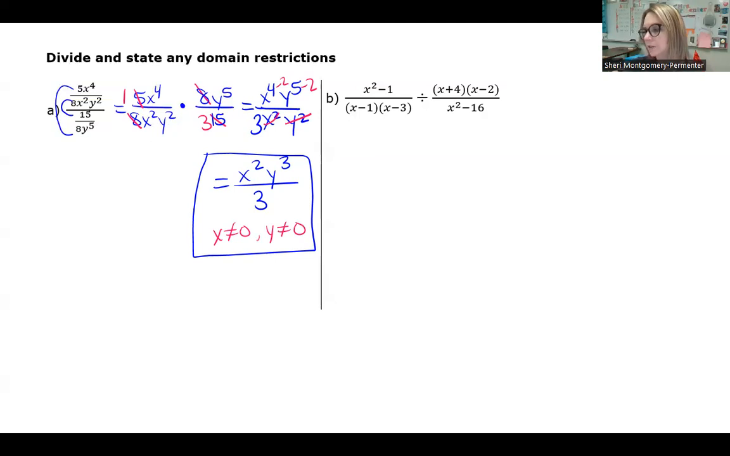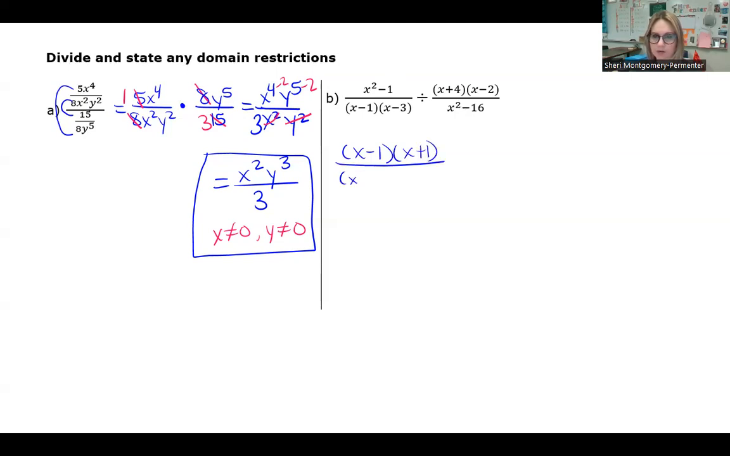For part B, I have to first factor. I can't do anything until I factor. And this is one that is often overlooked. That's a difference of perfect squares. That's also a difference of perfect squares. They're going to be all over the place. You need to get good at spotting them because they are all over. So x squared minus 1 is the same thing as x minus 1 and x plus 1.